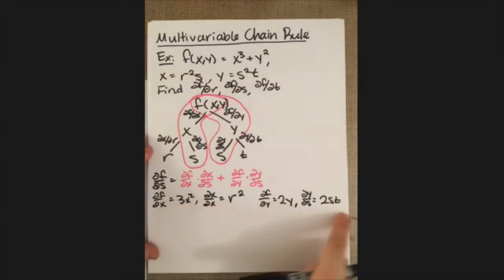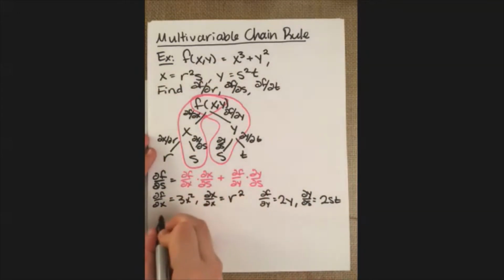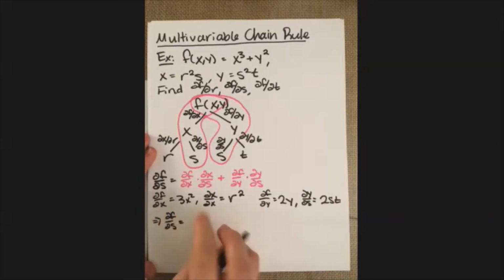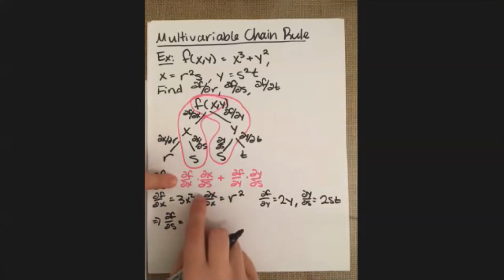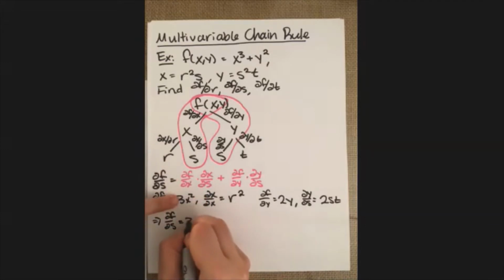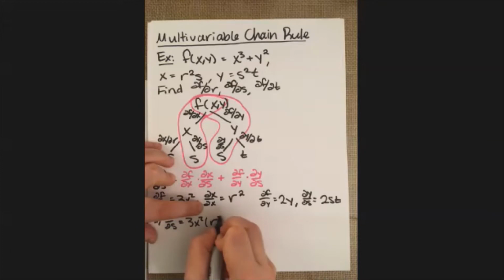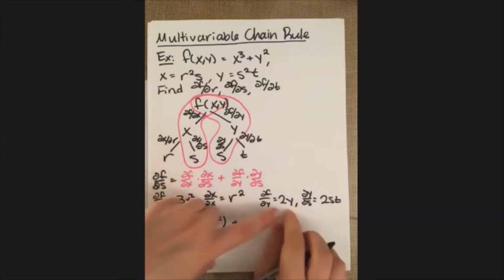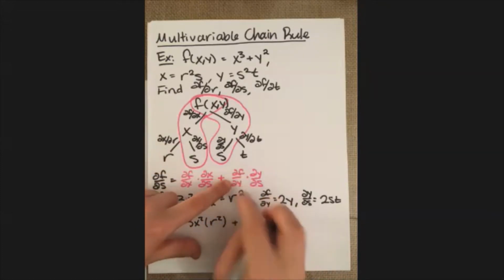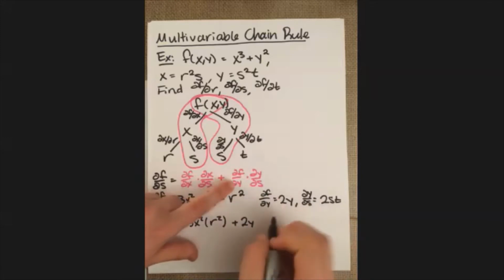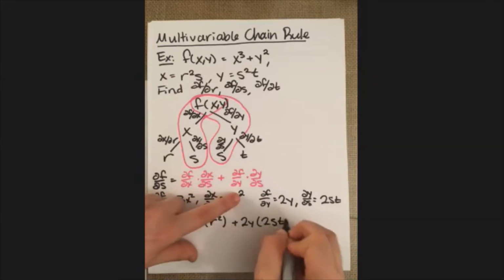So all we have to do is plug each of these pieces into here, and then we're good to go. So df/ds is equal to 3x squared times r squared, and then plus 2y, which goes with that df/dy, times 2st.